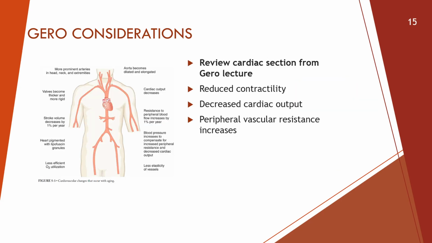As we talked about in the geriatric lecture, if you don't remember, go ahead and review it. The aging process is going to impact both cardiac output and peripheral vascular resistance. The heart won't be able to contract as well, so we will have decreased cardiac output. But we will have increased resistance that only gets worse with age every year because blood vessels become stiff. So you can see how it can affect blood pressure.